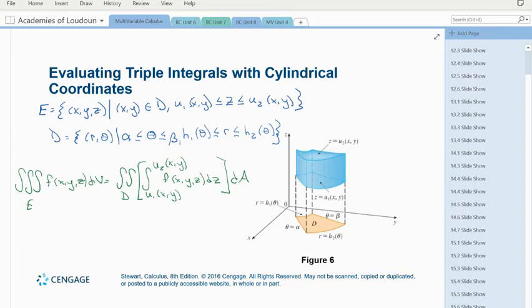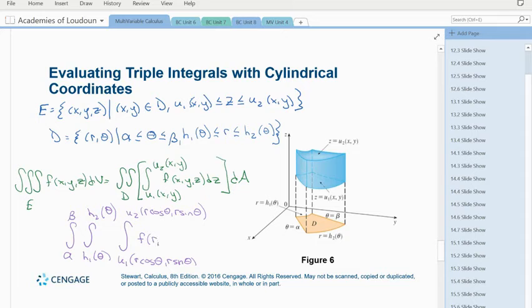But we also have the ability to evaluate that double integral in polar coordinates, which would then be the integral from alpha to beta, h1 of theta to h2 of theta, and then our integral from u1 of r cosine theta, r sine theta, to u2 of r cosine theta, r sine theta, for our function f of r cosine theta, r sine theta, z, r dz, dr, d theta. This is the formula for triple integration in cylindrical coordinates.